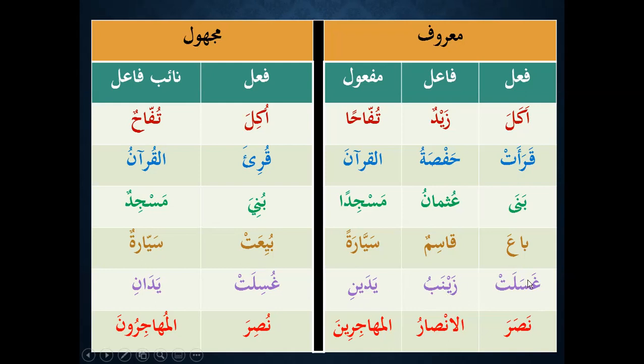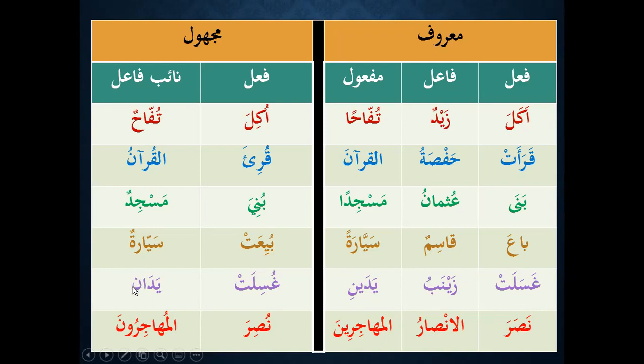غسلت زينب يديها. Zainab washed her two hands. Now you have to make it غسلت. Why? Because yad is masculine and feminine. Feminine. Why? Because this is a paired organ of the body.